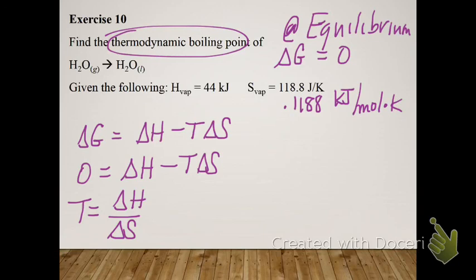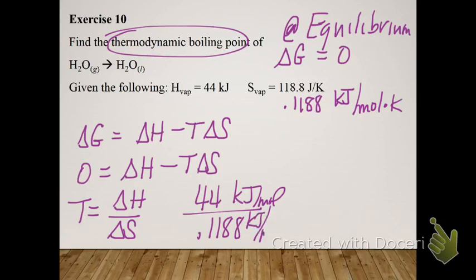I don't know if you really need to memorize it, but a lot of times kids get to a test and they get confused. If they would just memorize that at equilibrium, T is equal to delta H over delta S. So it's going to be 44 kilojoules per mole divided by 0.1188 kilojoules per mole K. So my final answer is 370 K.